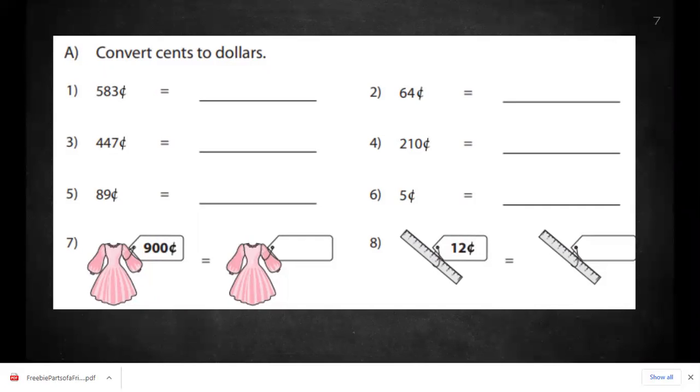So now let's practice converting cents to dollars. So remember, our decimal point goes before our last two digits. So let's go all the way to the right of our number. We have 583. We know 3 is the last number. Now what's the second to last number? It's 8. So we need to make sure our decimal point goes right before the 8. So this would make our number $5.83.